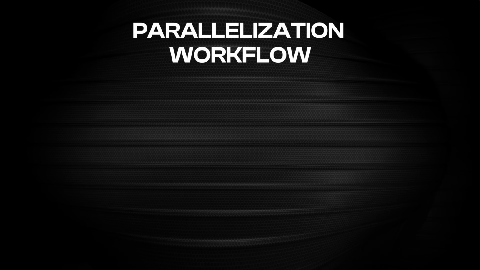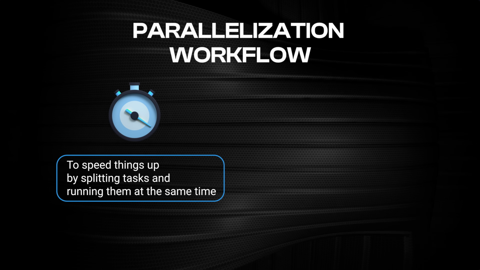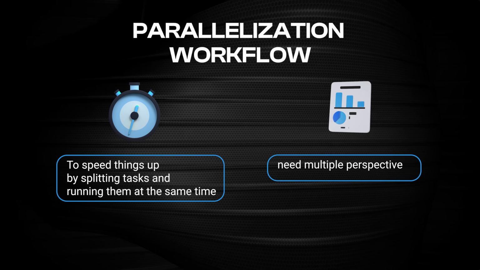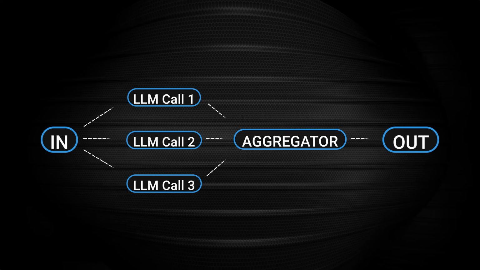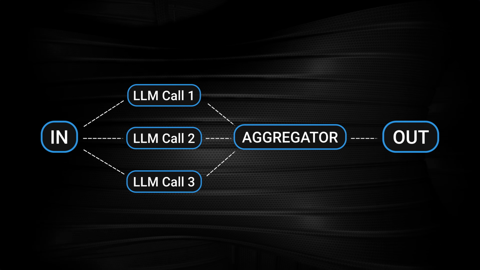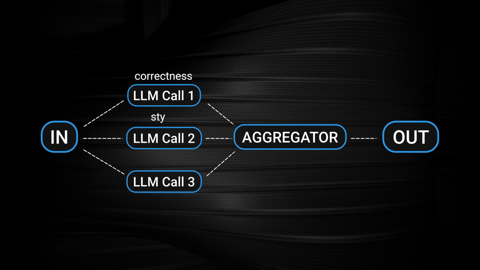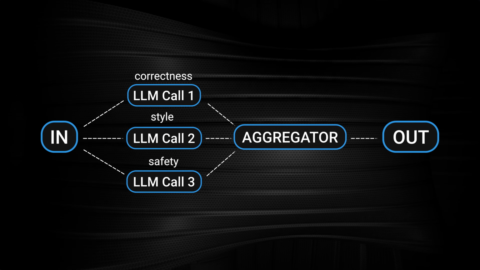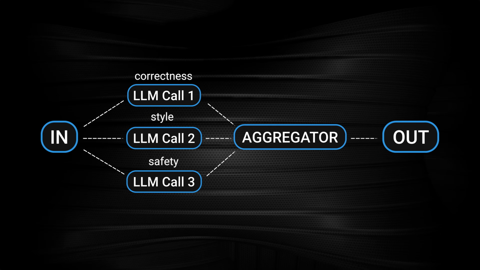So to sum up, you'd want to use parallelization workflow when you want to speed things up by splitting tasks and running them at the same time, or you need multiple perspectives to boost accuracy and quality. And a great example is evaluating AI-generated content across different criteria like correctness, style, and safety by having different nodes handle each check in parallel and then combining the feedback in the end.